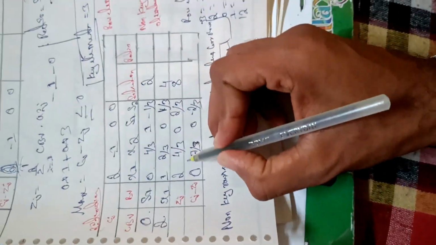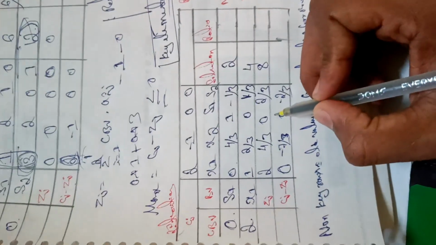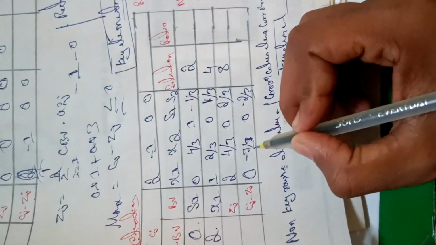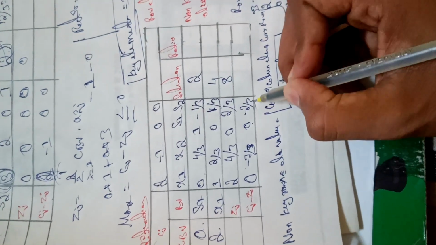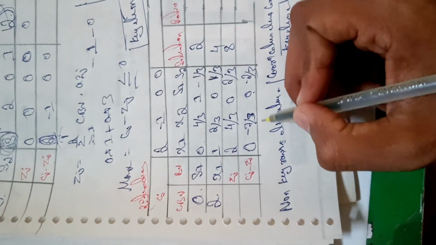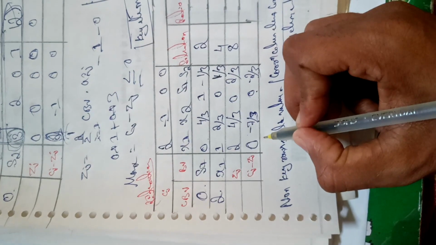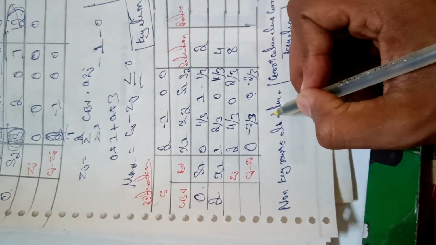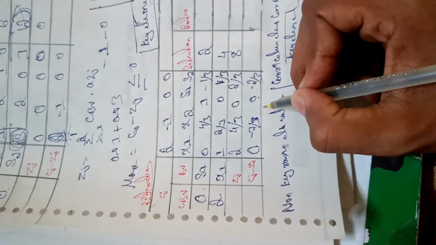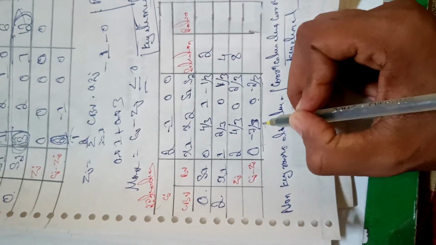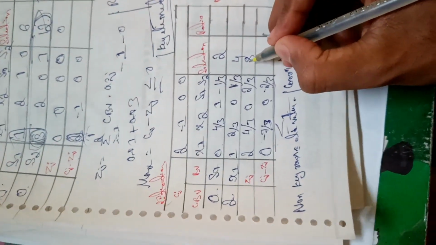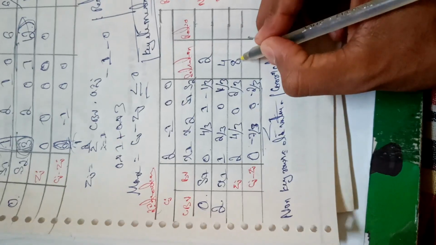See, after doing cj minus zj we got this form: 0, minus 7 by 3, 0, minus 2 by 3. See, the condition is satisfied, because we are finding the maximum value. To find the maximum value, all cj minus zj values must be less than or equal to 0. Now the maximum value is 8, what we got at zj.